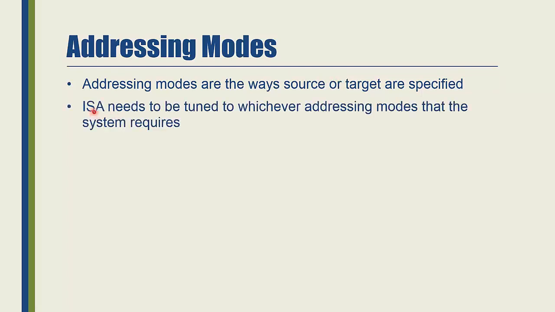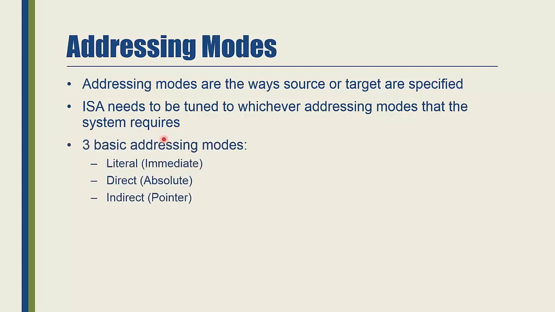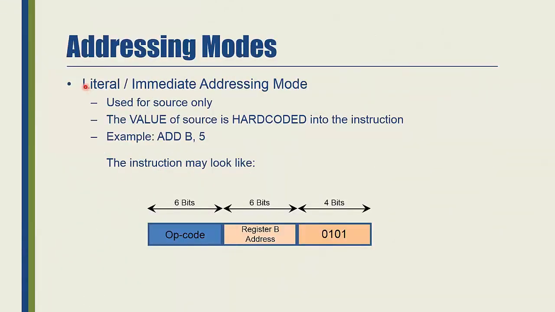The ISA, or instruction set architecture, that we design needs to be tuned to whatever addressing mode the system requires. There are three basic addressing modes: literal, direct, and indirection. Literal addressing mode is where we hardcode the value of the operand inside the opcode itself. We hardcode the value inside the instruction.